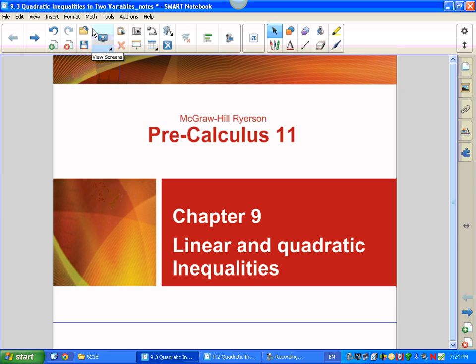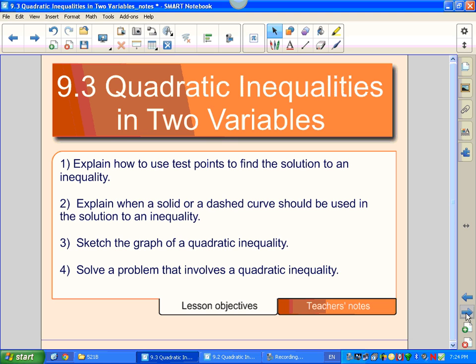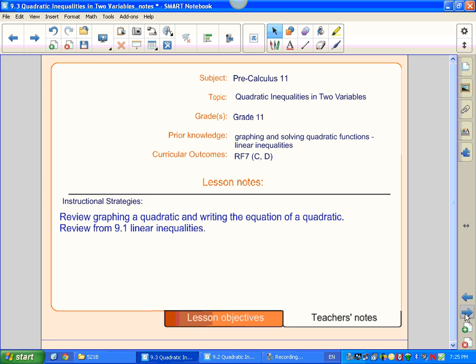This lesson is Quadratic Inequalities in Two Variables, and it is section 9.3 McGraw-Hill-Ryerson, Pre-Calculus 11. At the end of this lesson, these are the things that we would expect you to be able to do. I encourage you to interact with the video, to pause, do the questions, rewind to get information. When you press play, I'll be giving you the solutions to everything.